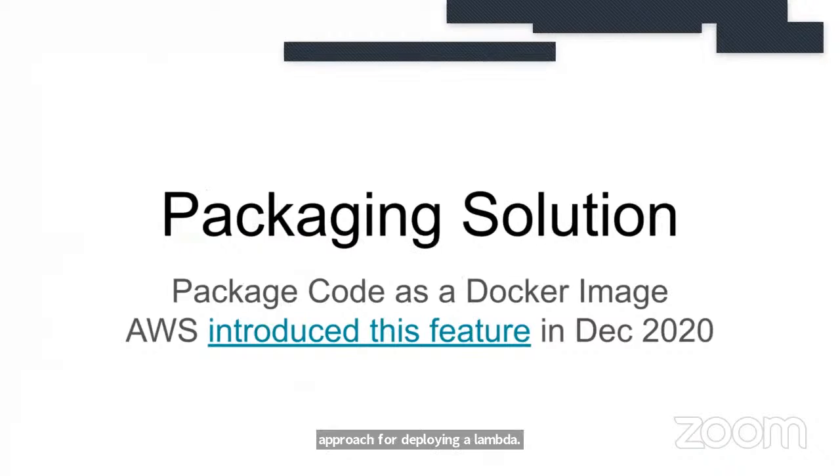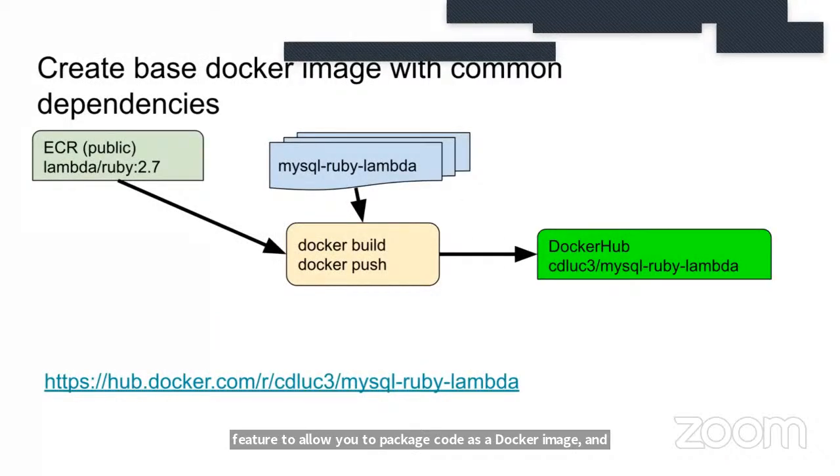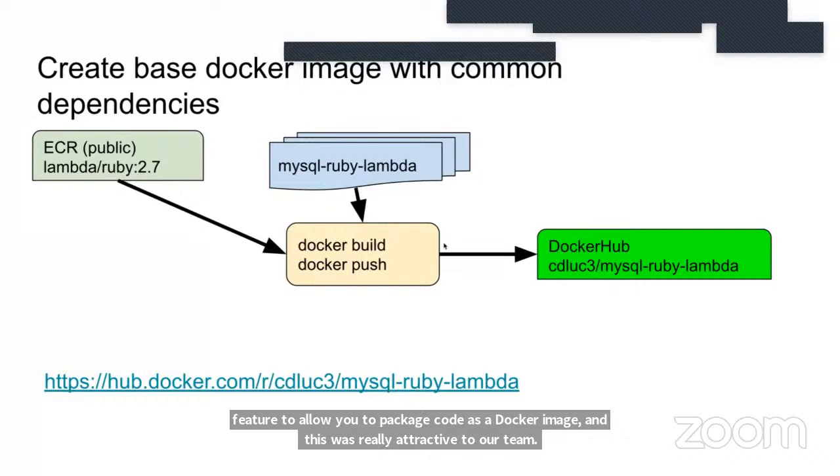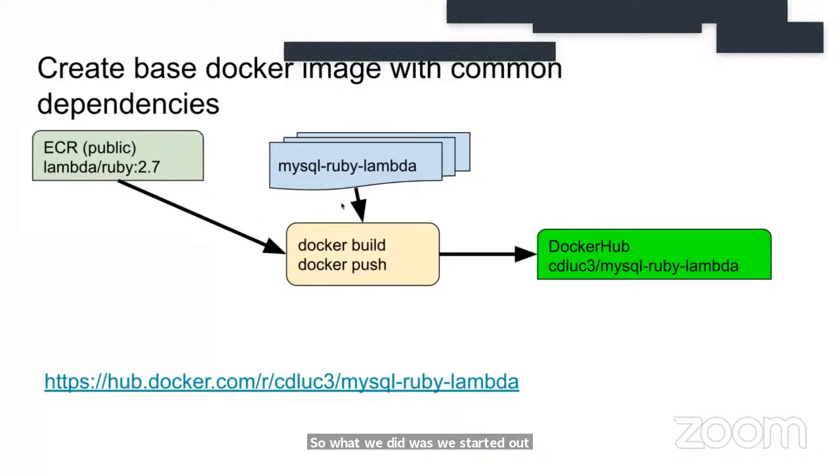Fortunately, in December of 2020, AWS introduced a new feature to allow you to package code as a Docker image. And this was really attractive to our team. So what we did was we started out by packaging up a common base image for all the Lambda applications we envisioned writing. So we're building this from a published Ruby Lambda base image that AWS has published. We're bundling in all of our core dependencies, and then we built and published to Docker Hub our own Docker image to use as a starting point.